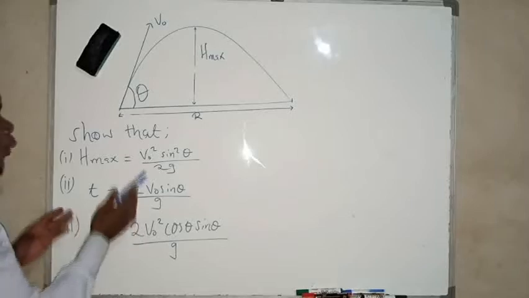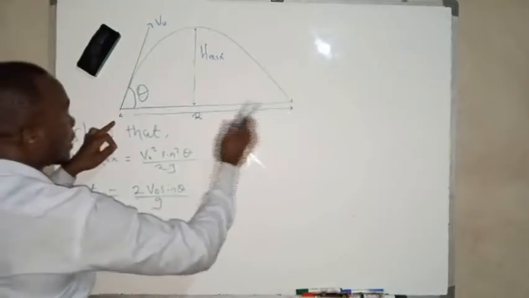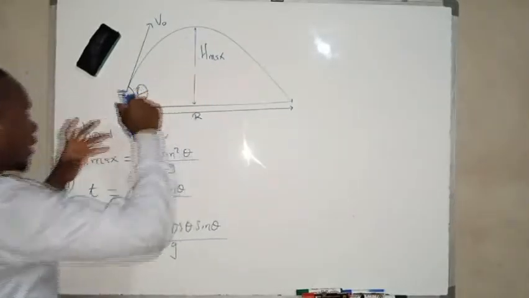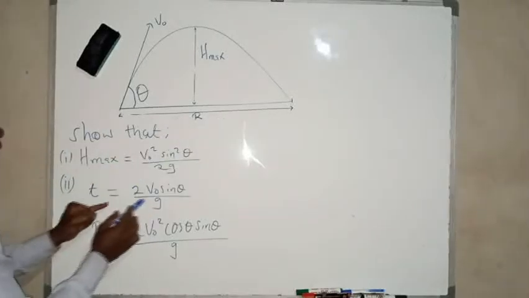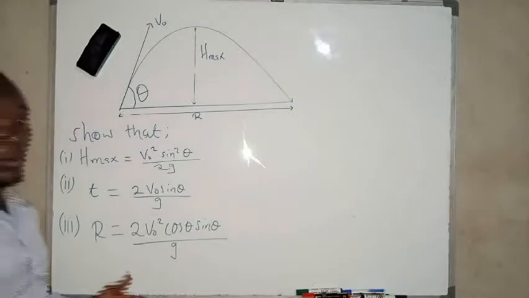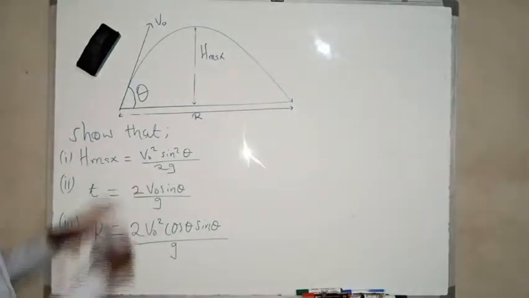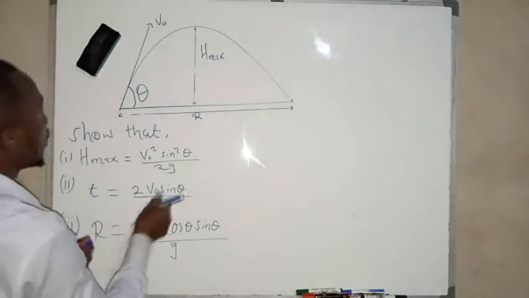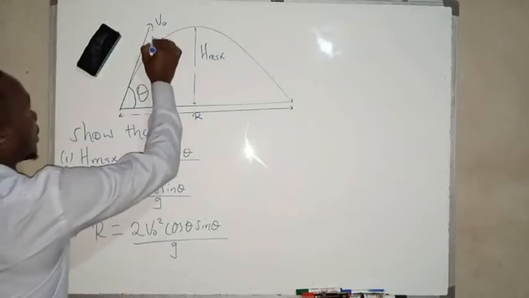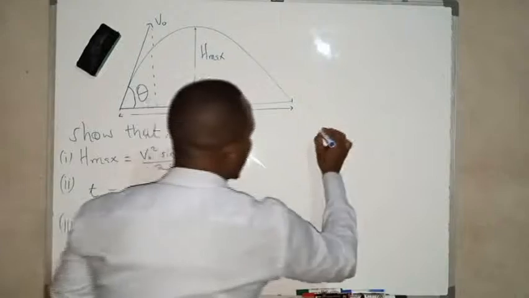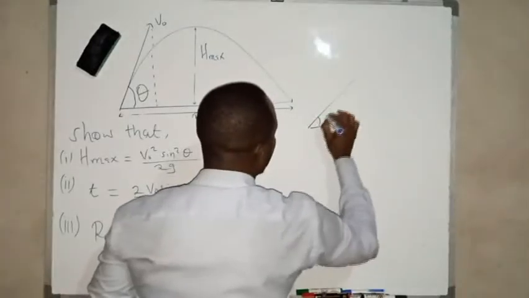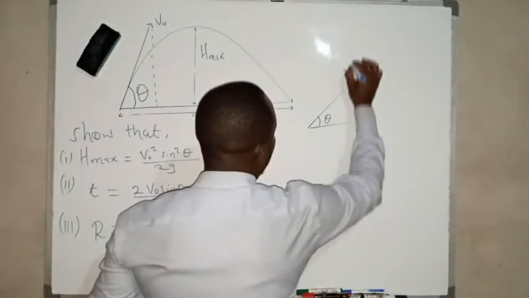So now we have the range and the maximum height, and this is the range, which is this, and also the maximum height is this one, and the time of flight is this one. So in this video, we are going to show these. We can do something like this, where we have this theta, and then we have this one.